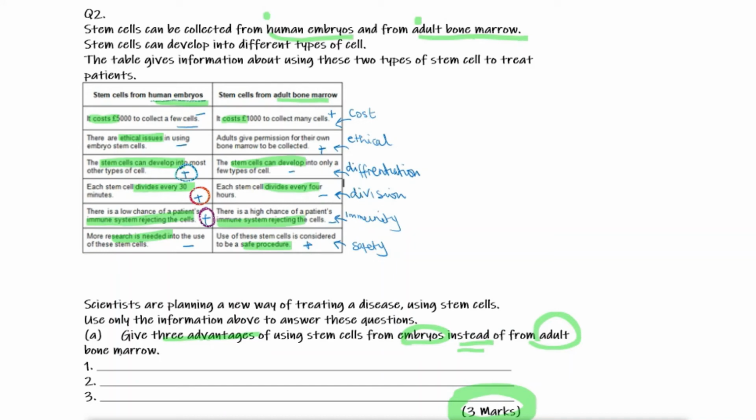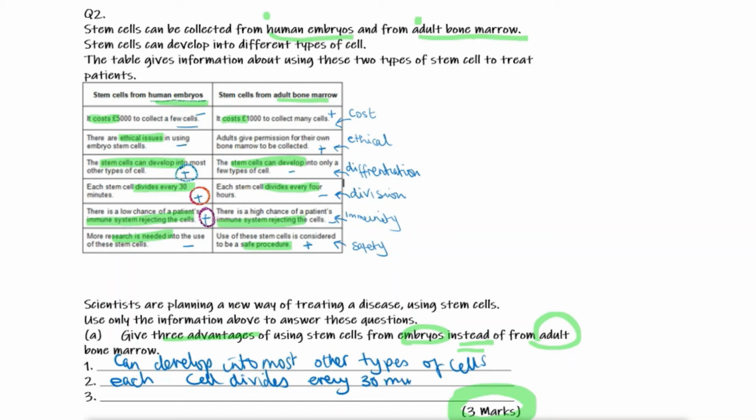So we can write, can develop into most of the cells. Second point, we can write each cell divides every 30 minutes. And the last point, we can write it has a low chance of rejection by the patient's immune system. And that gives us our 3 marks.